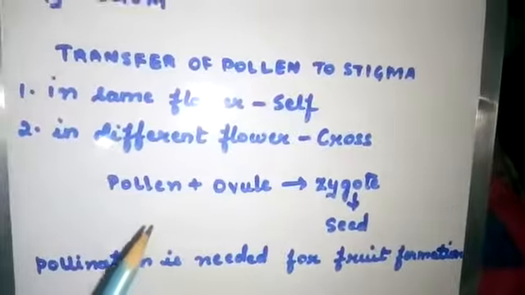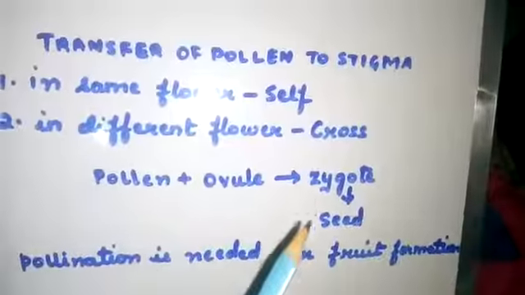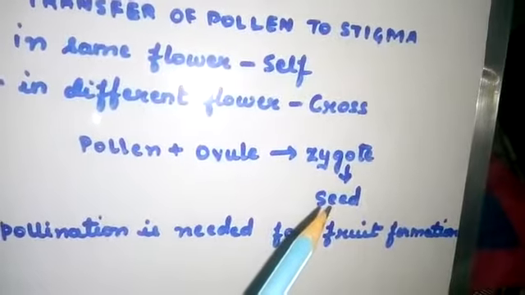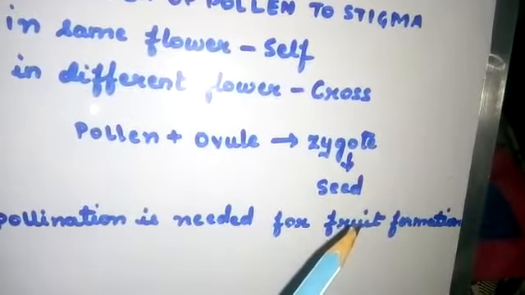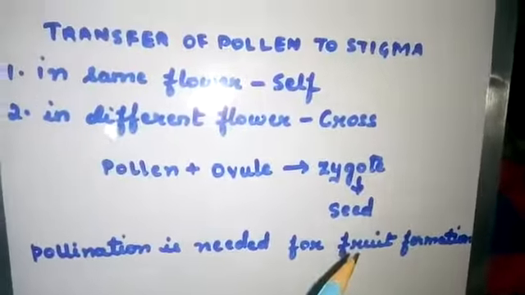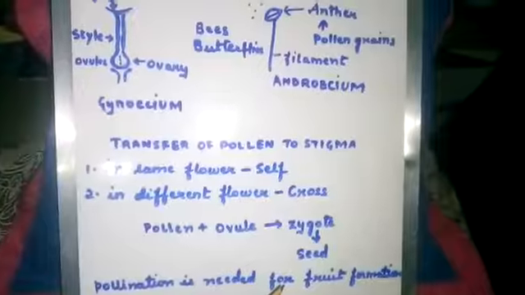Children, remember, when pollen and ovule fuse together, they form seeds. And seeds, where do you find? Inside the fruit. So for fruit formation, what is required? Pollination. This was something about pollination, children. We will study from the book.